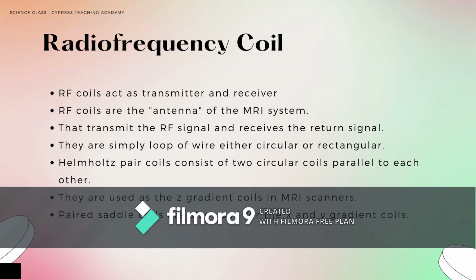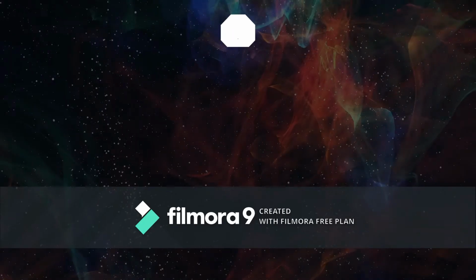Radio frequency coil. Radio frequency or RF coil act as transmitter and receiver. RF coils are the antenna of the MRI system that transmit the RF signal and receive the return signal. They are simply a loop of wire, either circular or rectangular. Helmholtz pair coils consist of 2 circular coils parallel to each other. They are used as the Z gradient.